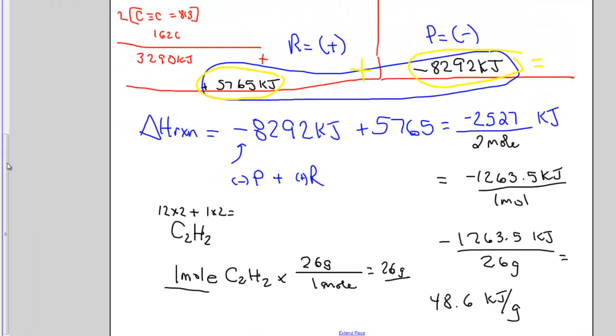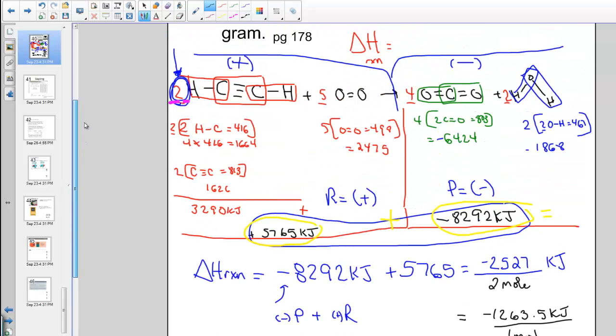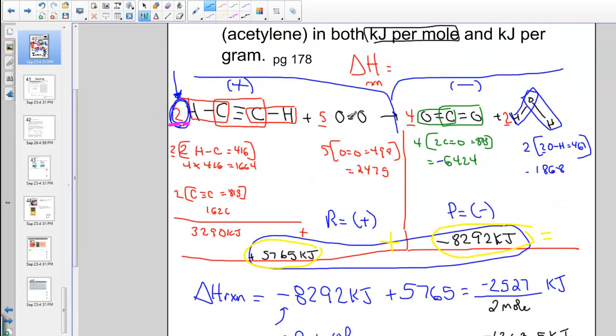Now let's review what we've done, just to process with you. We were given a heat of reaction problem. Our fuel was acetylene, C2H2. Acetylene is a fuel, so when it combusts, we add oxygen. It comes out as carbon dioxide and water. We balanced it with a 2 to 5 to 4 to 2 ratio, and we were asked to calculate the heat of the reaction in kilojoule per mole.